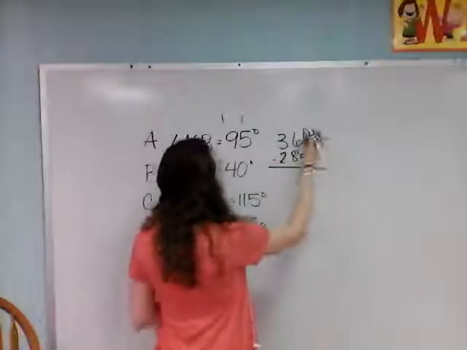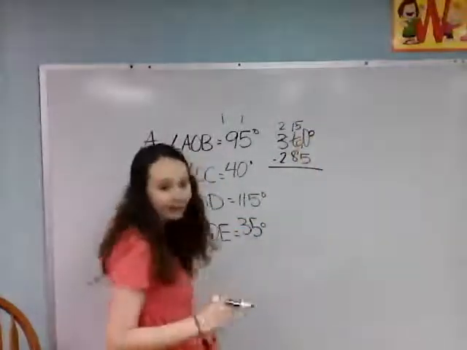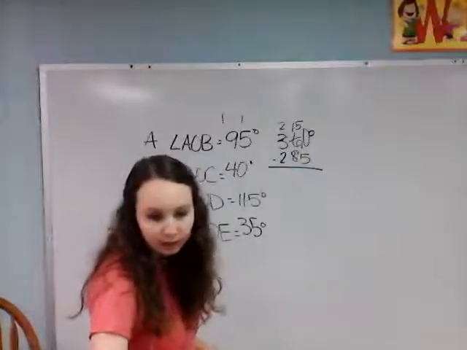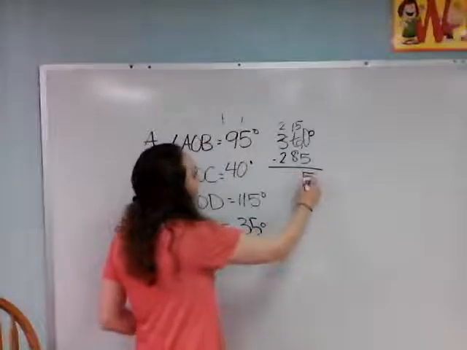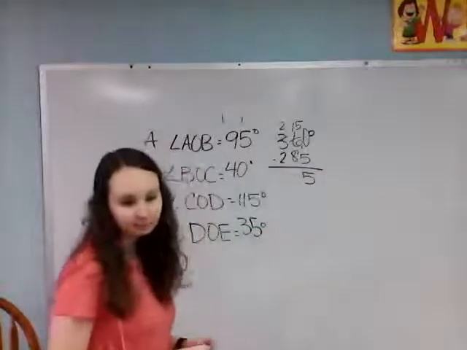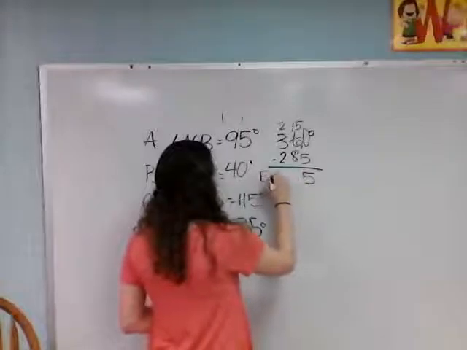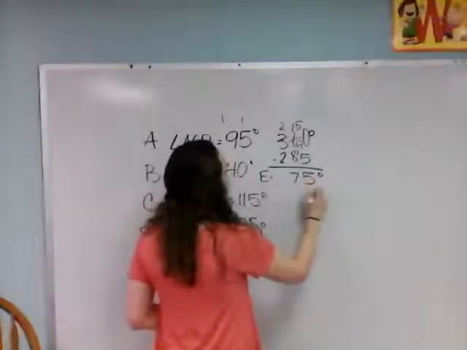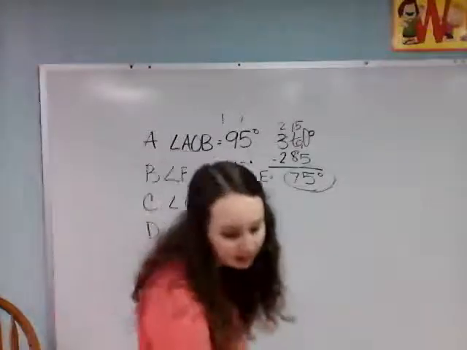Okay, so now we can subtract it. This becomes a 3, 15. What's 10 minus 5, Vlada? Good. Oh, you're fine. It's 5. And then Calvin, what is 15 minus 8? Good. So my answer for E is going to be 75 degrees.